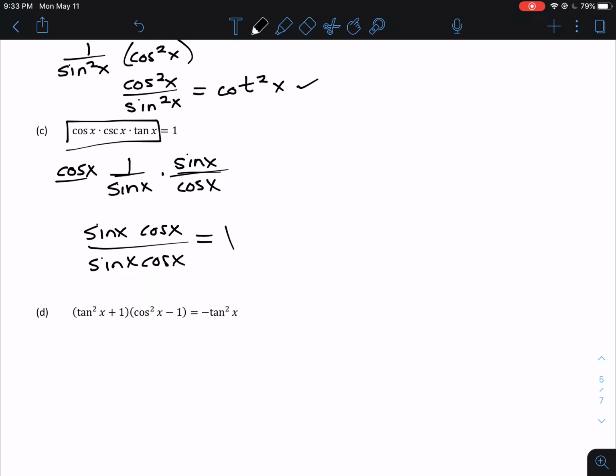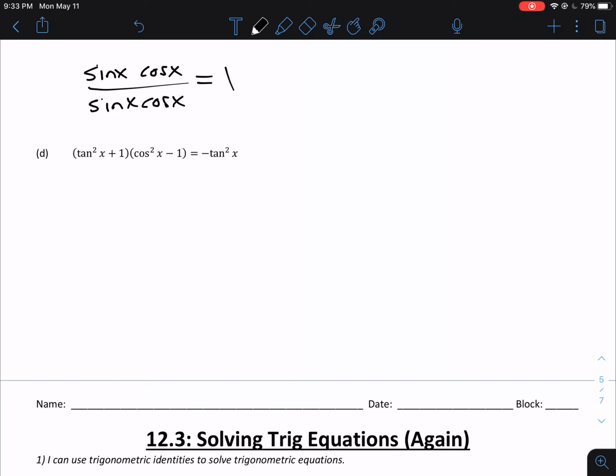Okay, one more to look at here. So we've got tangent squared x plus 1 multiplied by cosine squared x minus 1 is equal to negative tangent squared x. Okay, so before I get going, let's make sure that we're using the left side of the equation. Tangent squared x plus 1 can actually be simplified pretty quickly. That's a direct Pythagorean identity. That's equal to secant squared x.